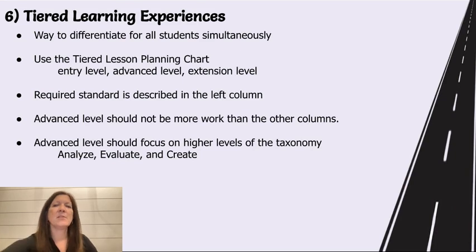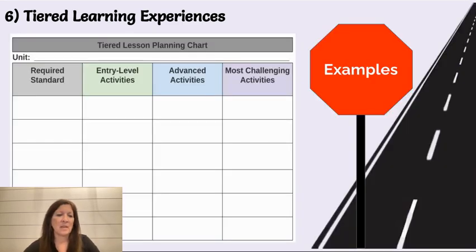The sixth is tiered learning experiences, and it's a way to differentiate for all students simultaneously. Teachers would use the tiered lesson planning chart that has the entry, advanced, and extension levels. The required standard is in that left column again. The advanced level should not be more work than other columns. Instead, it definitely wants to focus on those higher levels of taxonomy: analyze, evaluate, and create. And I have an example of that tiered lesson plan chart here.